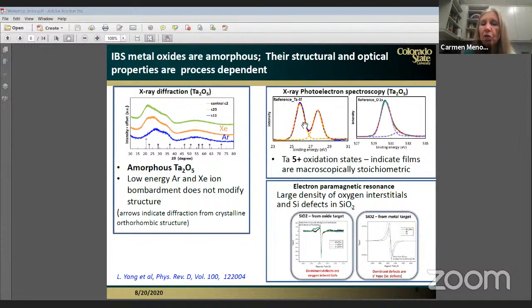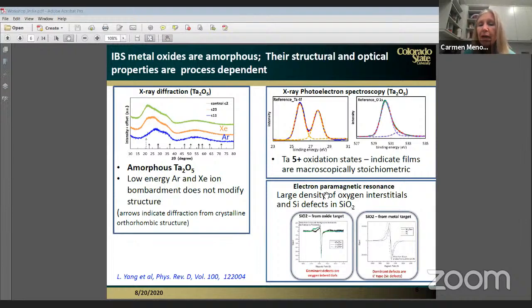And we also carried out X-ray photoelectron spectroscopy, because X-ray photoelectron spectroscopy can actually tell us about the bonding environment. So here we are looking at the bonding environment of tantalum. Here we are looking at the bonding environment of the oxygen. And what we learned from these films is that tantalum is in its correct oxidation state, which is 5+, meaning that we are actually forming a film that is stoichiometric. So this is very important.